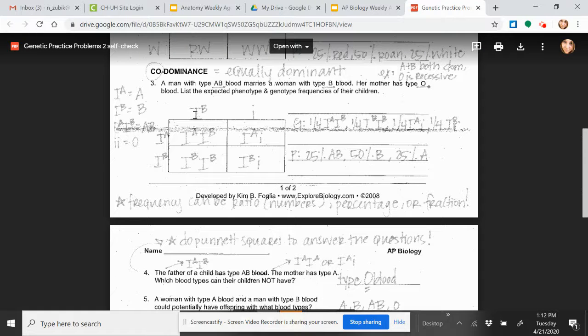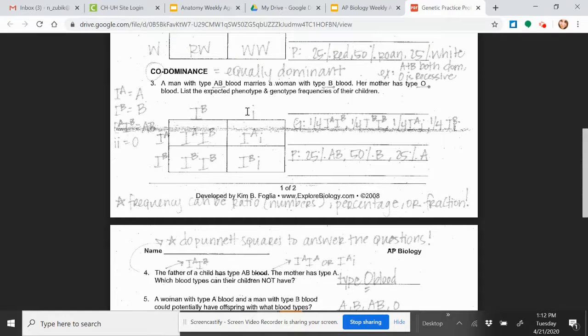So they are heterozygous. So that is big IB, little i, with an individual with AB blood type. So here we get big IA, big IB, so blood type AB, big IB, blood type B, big IA, little i, blood type A, big IB, little i, blood type B. So our genotype, 1/4 or 25% big IA, big IB, 25% big IB, 25% big IA, little i, and 25% big IB, little i.